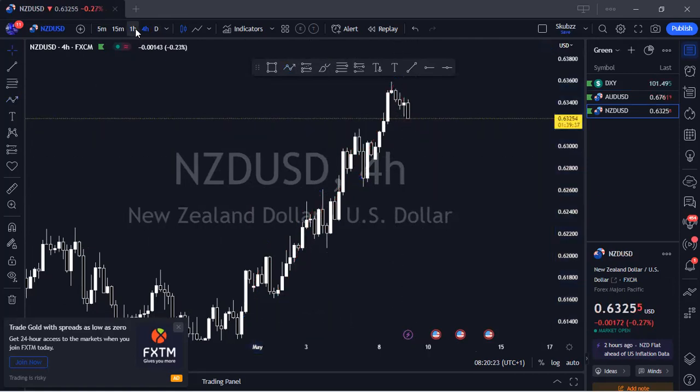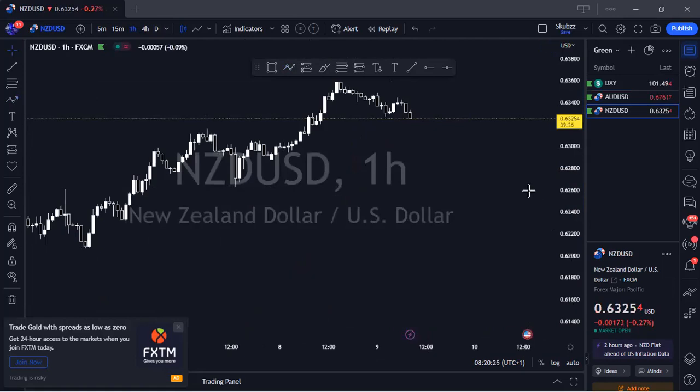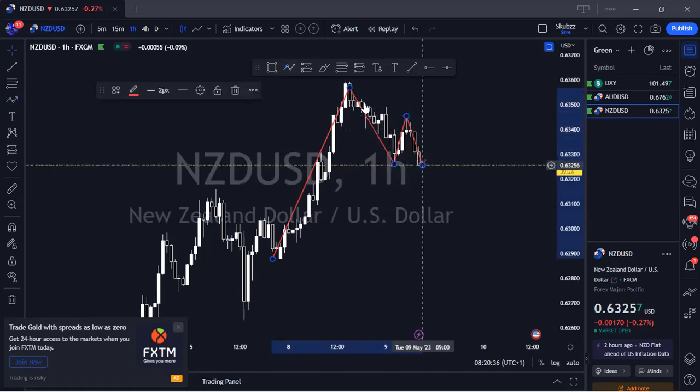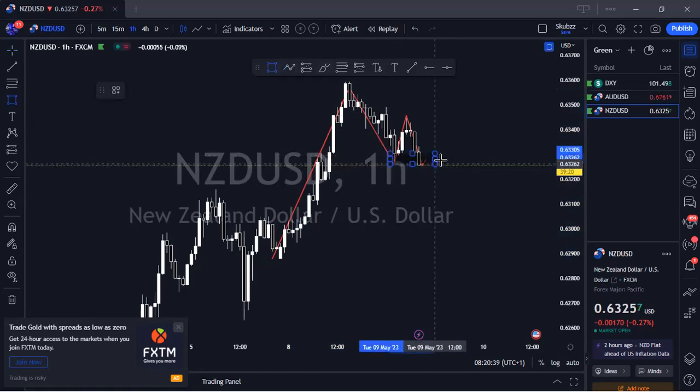Now, let's go to the 1H and take a look at it. Same thing. If you look at the 1H, you can see that price basically created a higher high, pushed down to create a higher low, failed to create another high, and now it's coming down to break the higher low. Do you understand at this point? Now, the 4H is bullish, but the 1H is trying to shift to a bearish market.